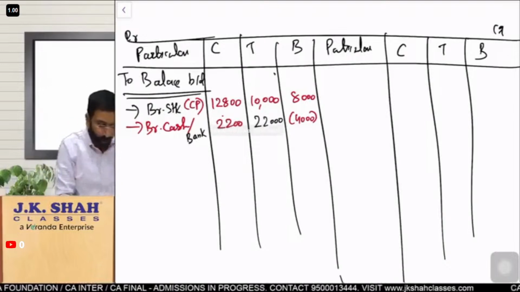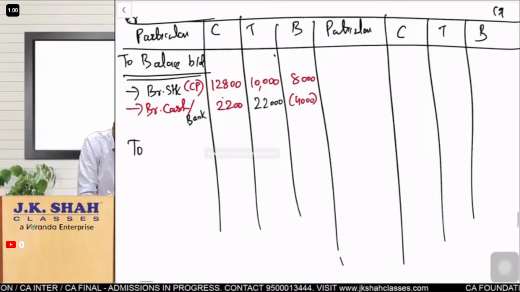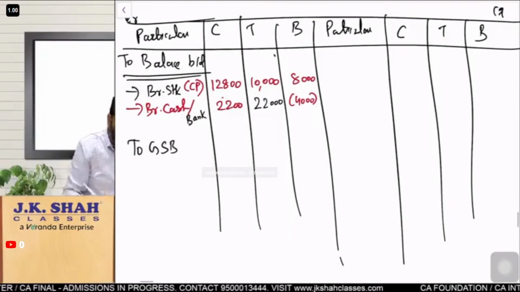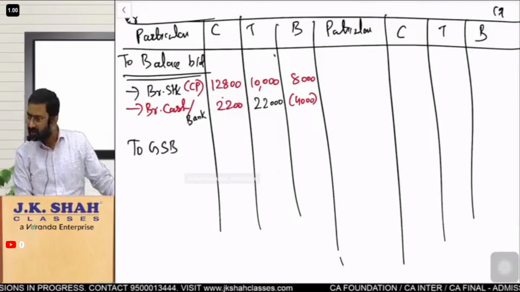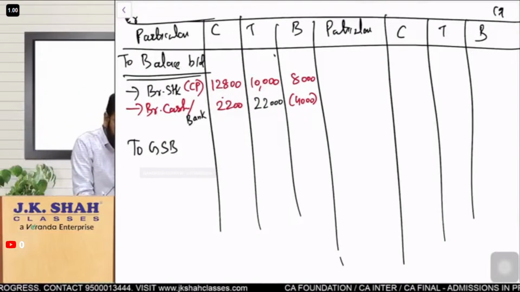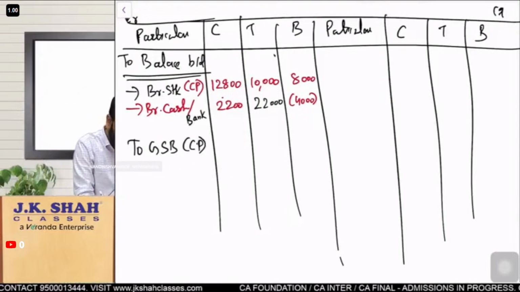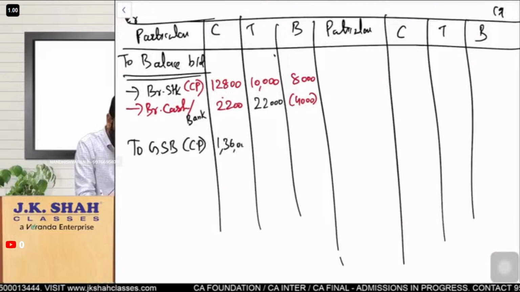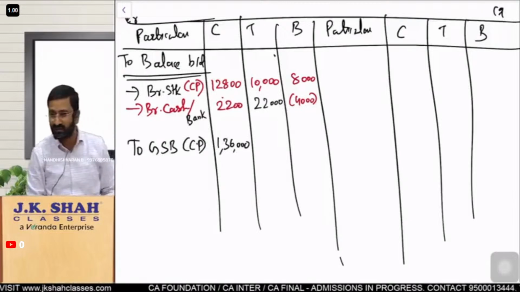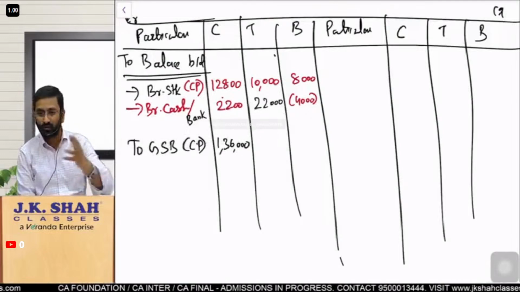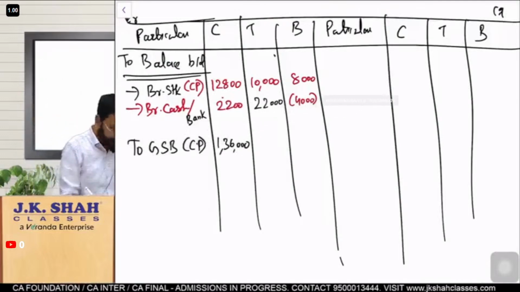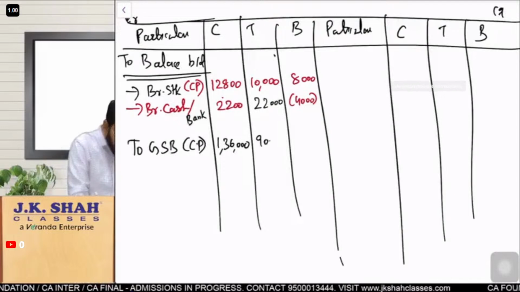Next up, goods sent to branch. Which price? Cost. Everything is at cost only now. No more confusion. Goods sent to branch at cost. How much? You already know from the purchases in the trading account, 136. That is the cost of goods sent now. Next, 90,074. This is goods sent to branch at cost.